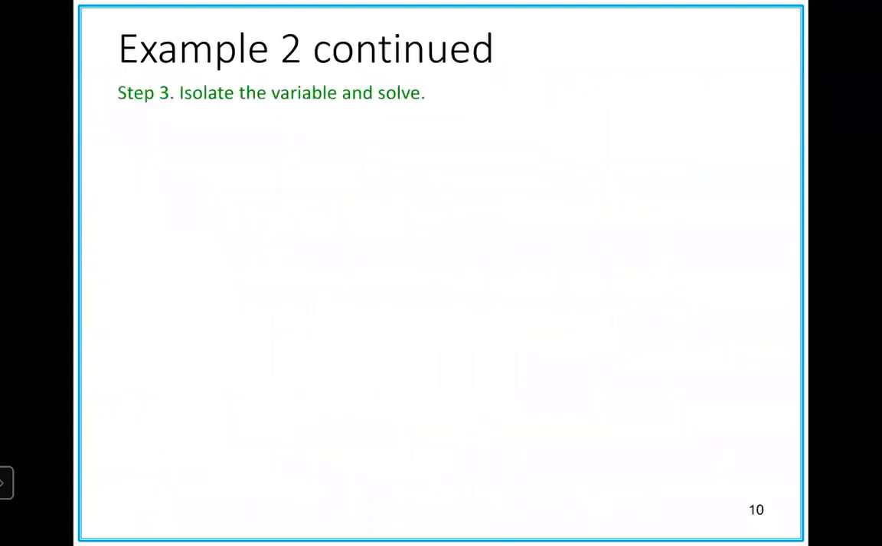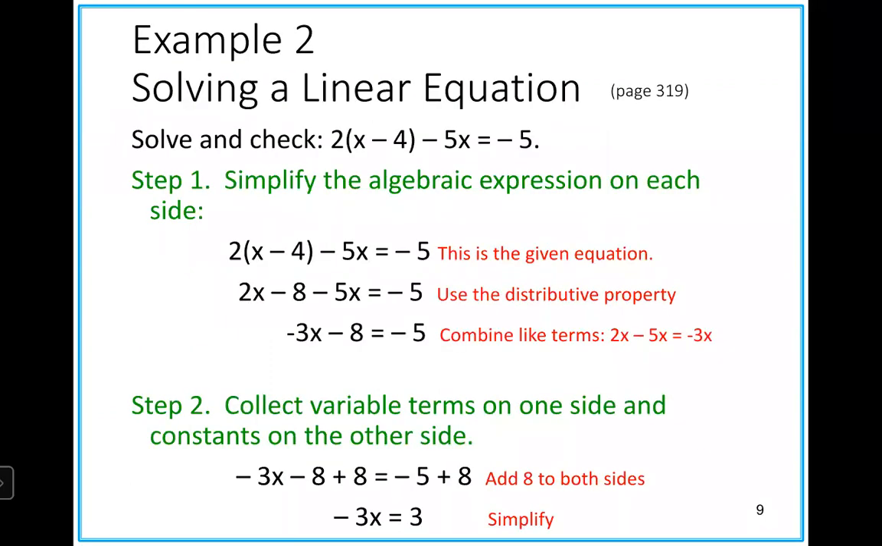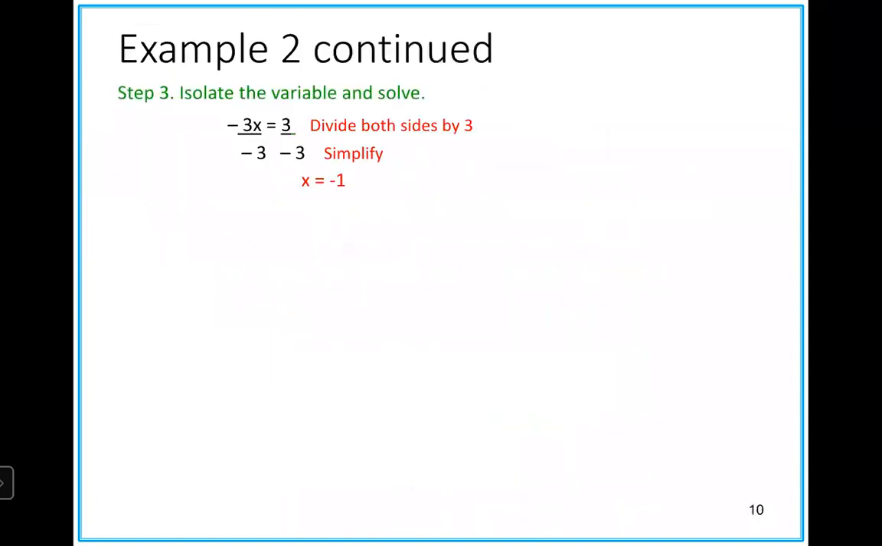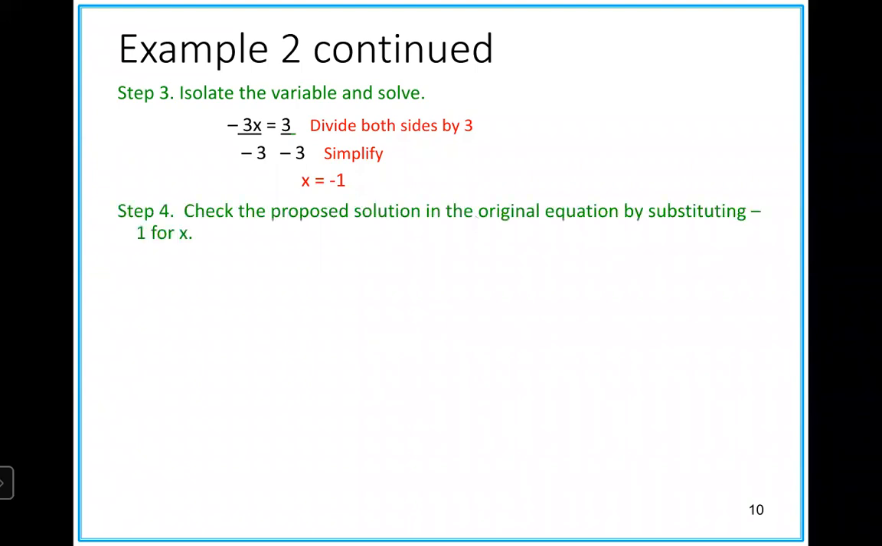We're going to continue then. Since this was -3 times x, the opposite would be to divide. So we divide both sides by -3. So that -3 cancels out that. And then 3 divided by -3 gives you -1. So x is equal to -1. And so you could always check your answer to see if it will give you a true statement.